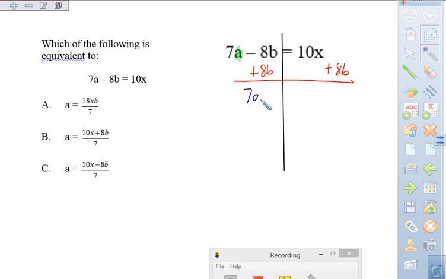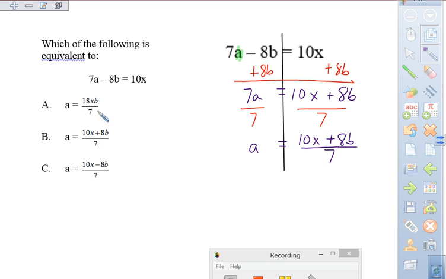So I get 7a is equal to 10x plus 8b. Notice these two are not like terms, so I have to write them separately. And now I need to divide by 7. So I get a equals 10x plus 8b divided by 7. So we're looking for the correct answer over here, and it looks like our answer is B.